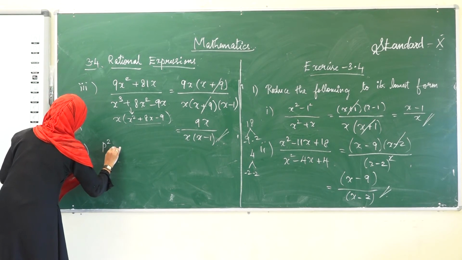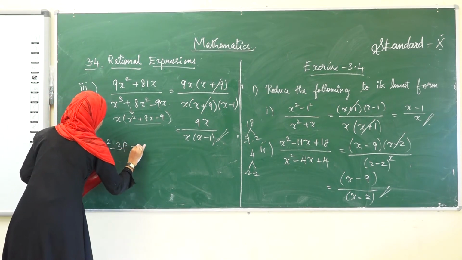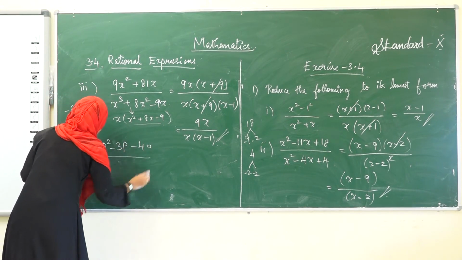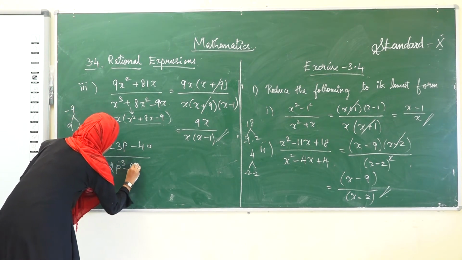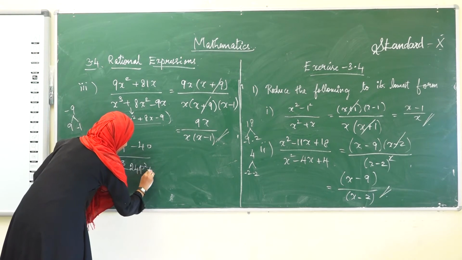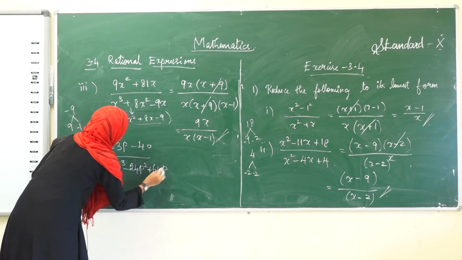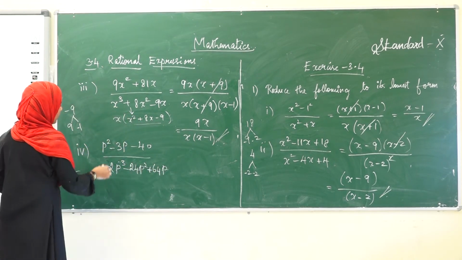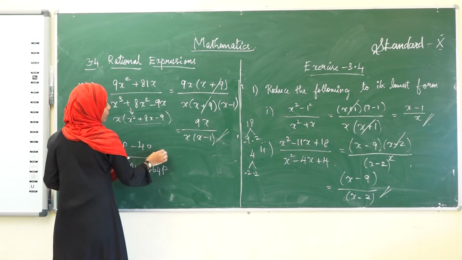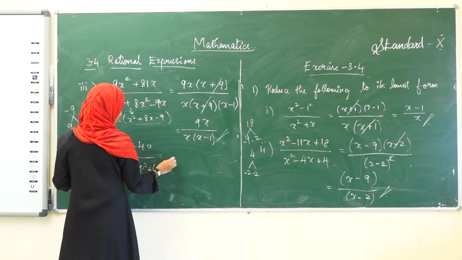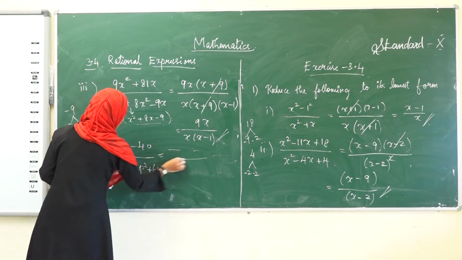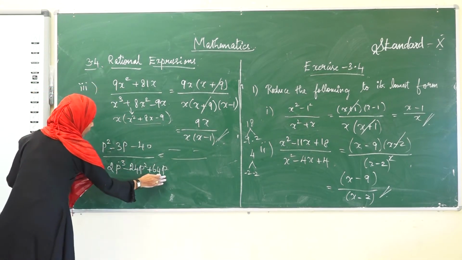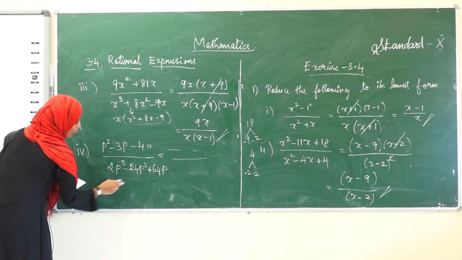That is p square minus 3p minus 40 divided by 2p cube minus 24p square plus 64p. So what are you going to do? This is a quadratic expression. Therefore, you have to do the factorization, and you will get two terms divided by, here you are going to take 2p outside.